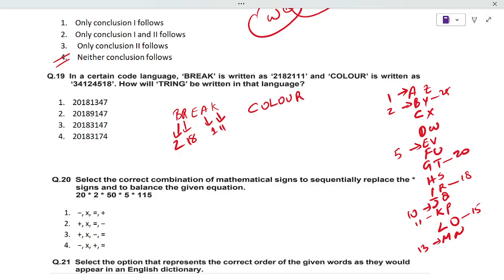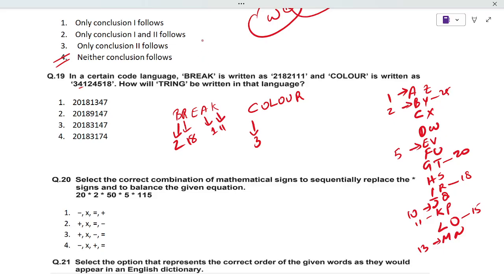COLOUR. Let's check the next one. C means 3, O means 15, but here we have again 4. So I think they are dealing with something regarding vowels, a different pattern, and then the consonants with their corresponding numbers.